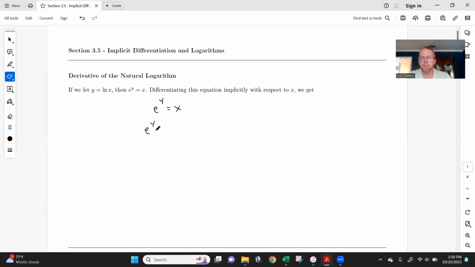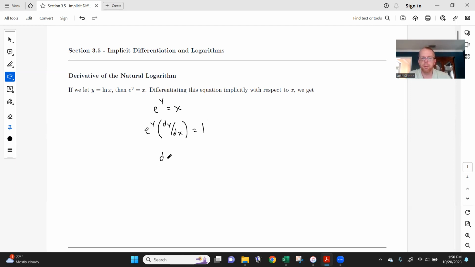So the derivative of e to the y is just e to the y. Now, whenever you have a y in a function that you're taking the derivative of, you've got to add in a dy dx, and that's part of the implicit differentiation, which again you don't need to know for this section. And then on the other side, the derivative of x is just 1. So you have e to the y times dy dx equals 1.